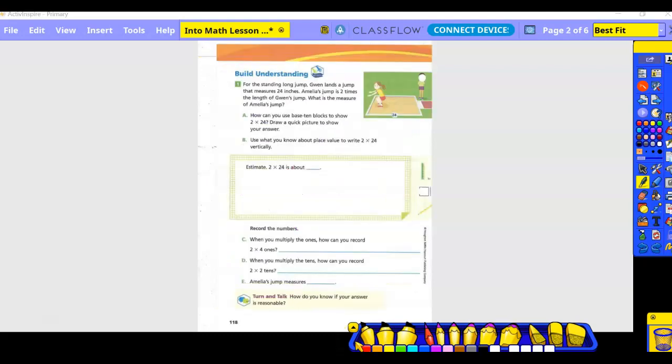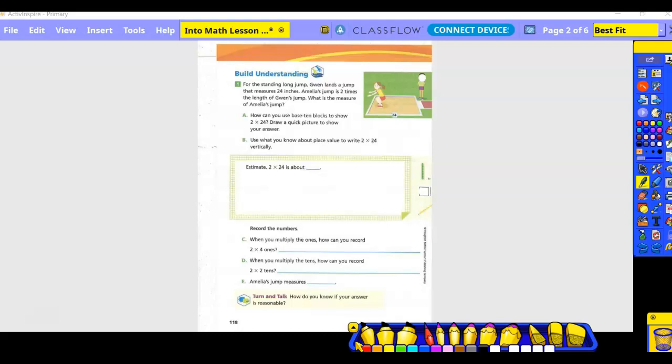Build understanding number 1. For the standing long jump, Wind lands a jump that measures 24 inches. Amelia's jump is 2 times the length of Wind's jump. What is the measure of Amelia's jump? How can you use base 10 blocks to show 2 times 24? Draw a quick picture to show your answer. Use what you know about place value to write 2 times 24 vertically.